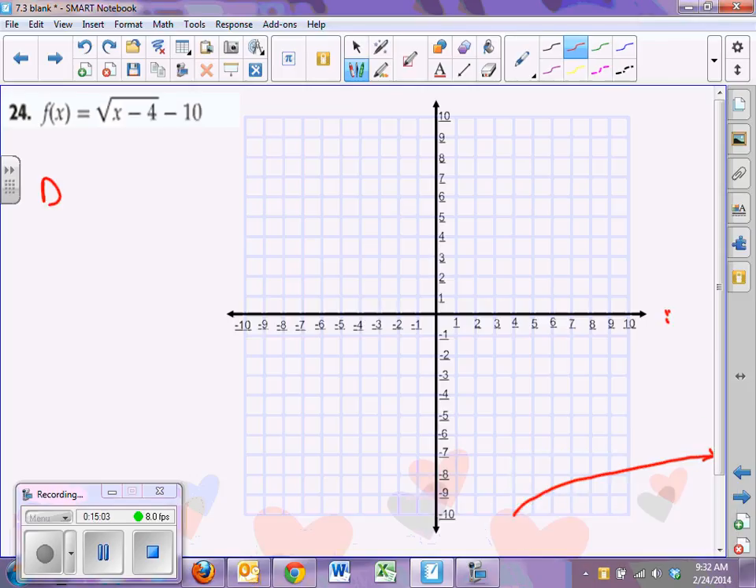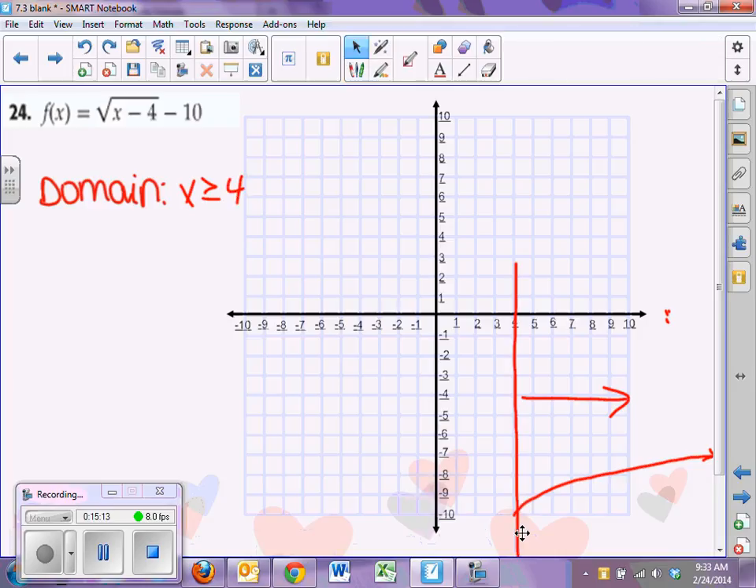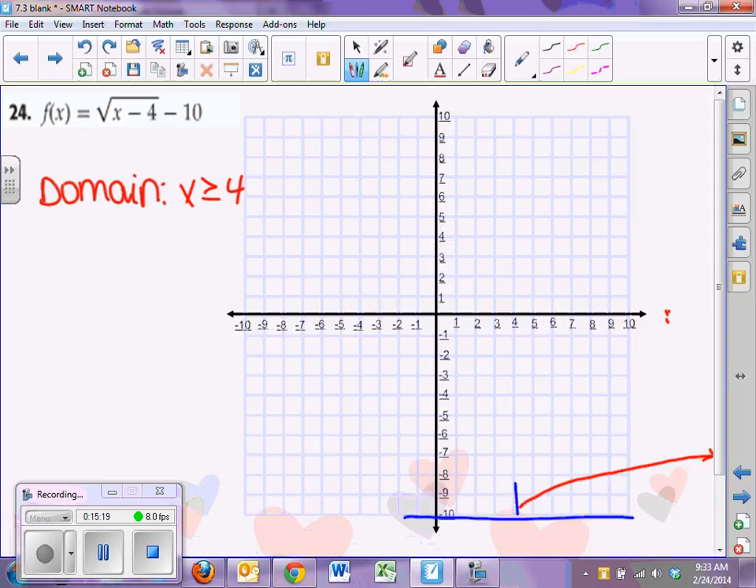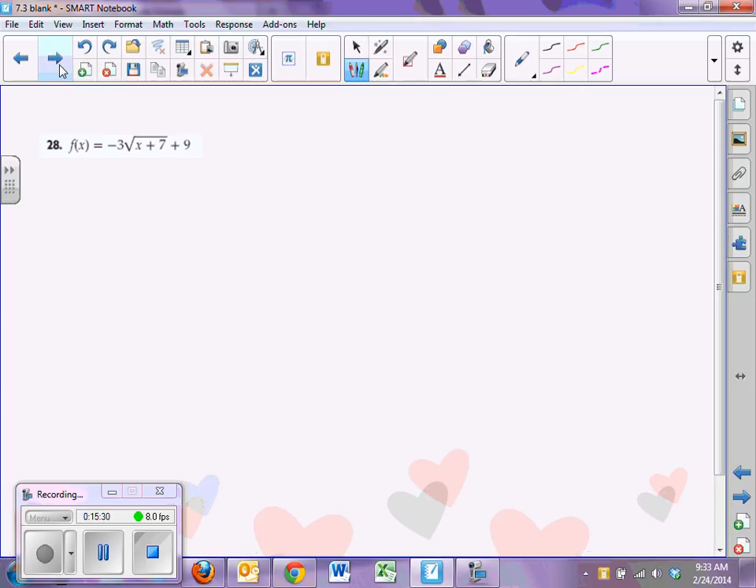So what is the domain? Of course, I graphed it on graph paper with numbers. The domain is x's, numbers bigger than or equal to this number, 4. And the y value is what? Numbers from -10 upward. Range, I was going to write y. Y is numbers greater than or equal to -10. Same with this one.